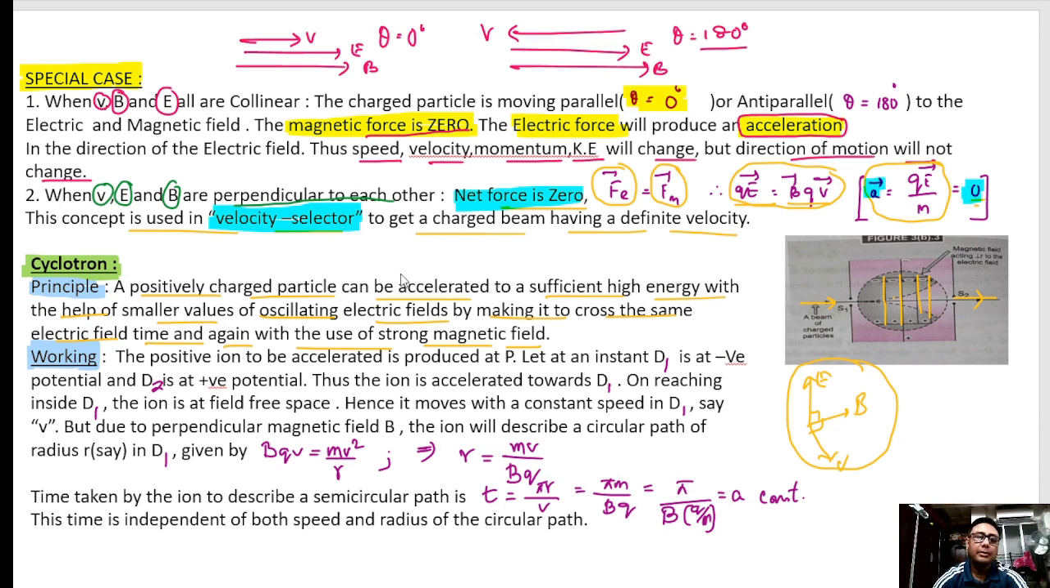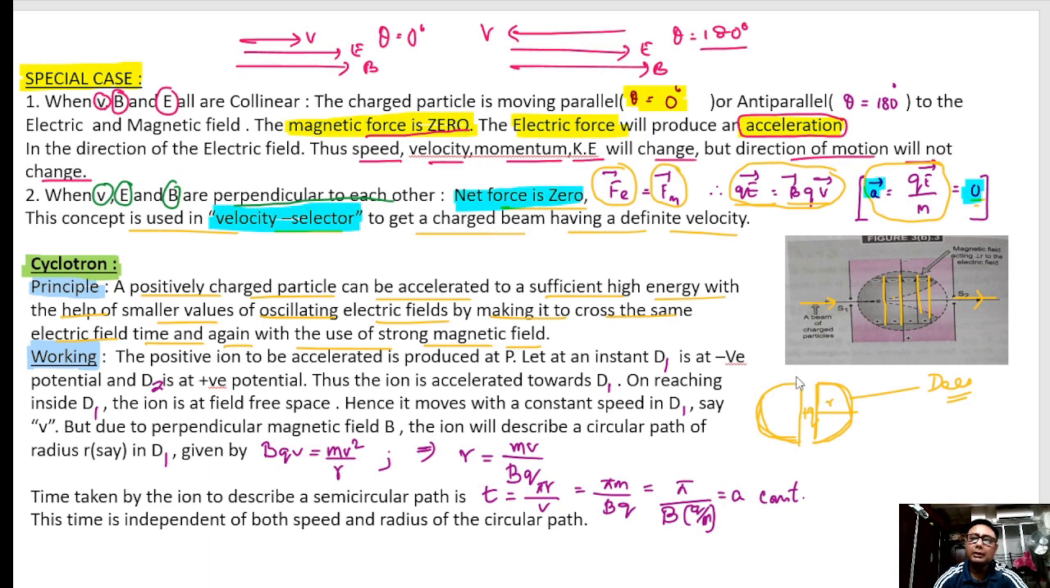So when a cyclotron is working, what happens? I'm just telling you, there are two D's like this. There is the radius of the D, R. Here is a positive charge Q. These are called D's.